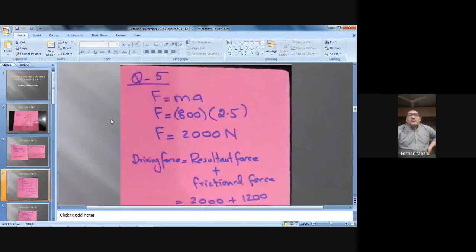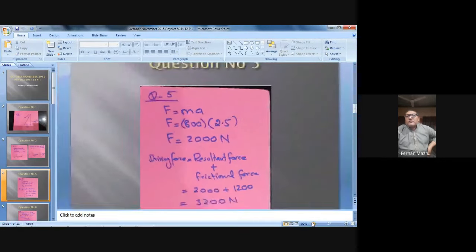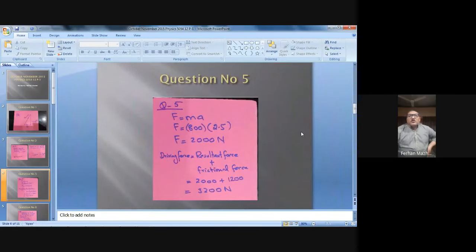Okay, so here we go. Let me show you. F equals ma, so 800 multiplied by 2.5 gives you 2000 Newton. So the force which is producing acceleration is 2000 Newton.